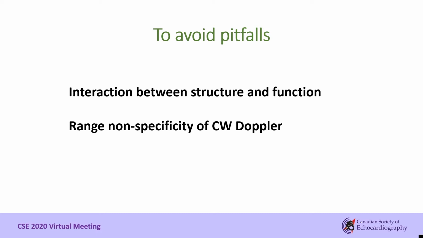The other important point illustrated by this case is that CW Doppler is not range specific, meaning that it can pick up abnormal velocity along the whole path of the Doppler beam. This point needs to be kept in mind when you encounter unusual velocity signals using CW Doppler. This phenomenon can also be encountered when you are using pulse Doppler, although it is a less common phenomenon.